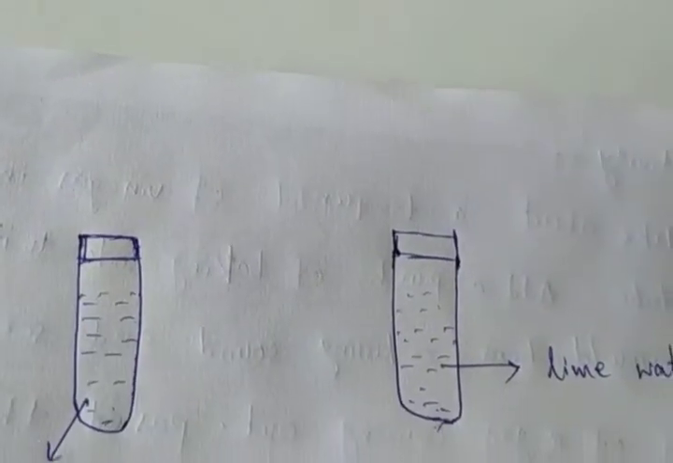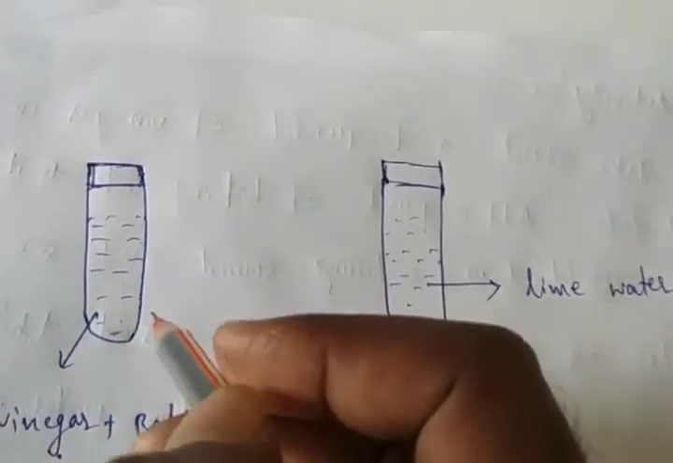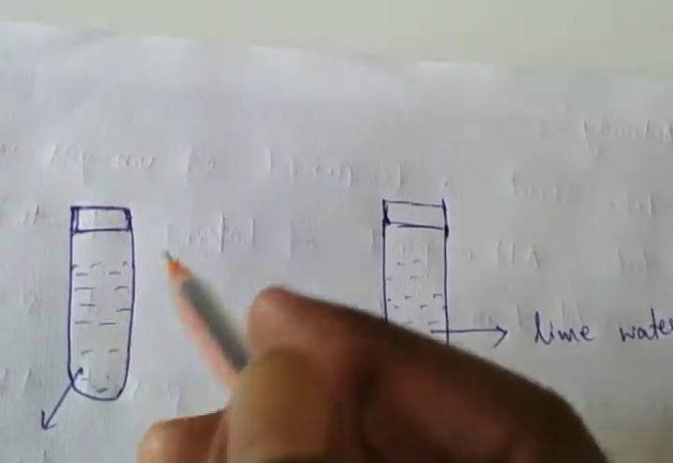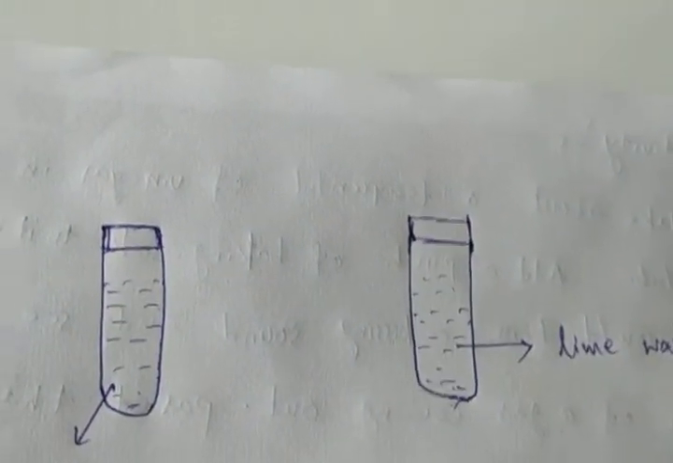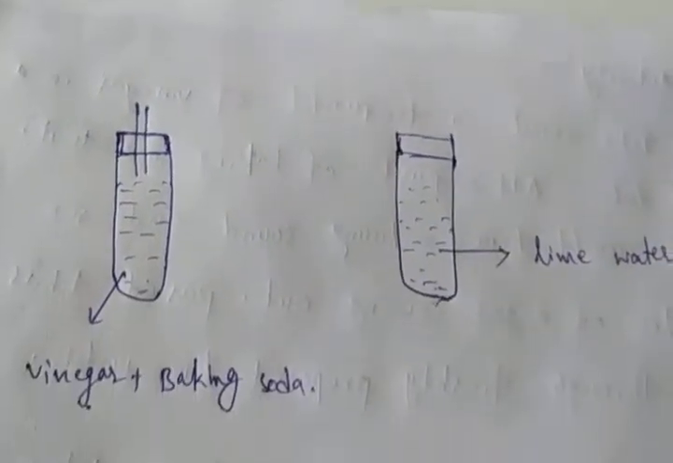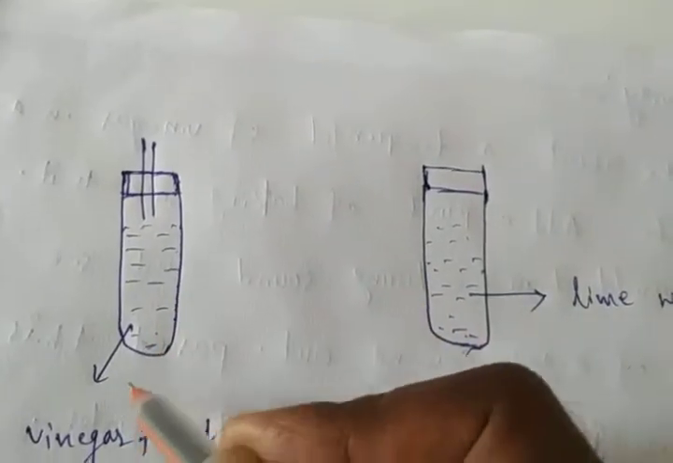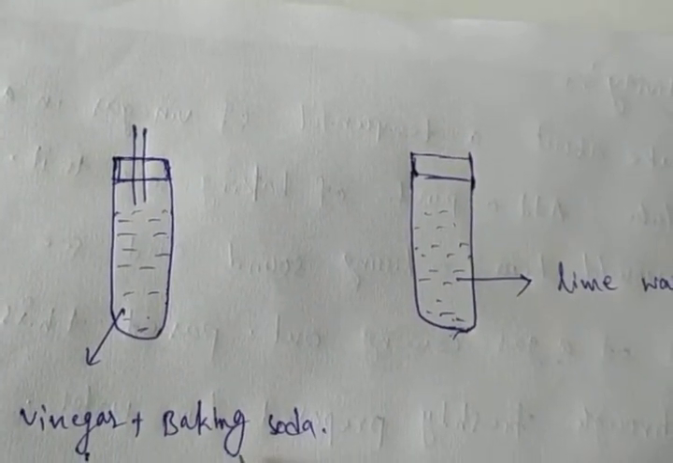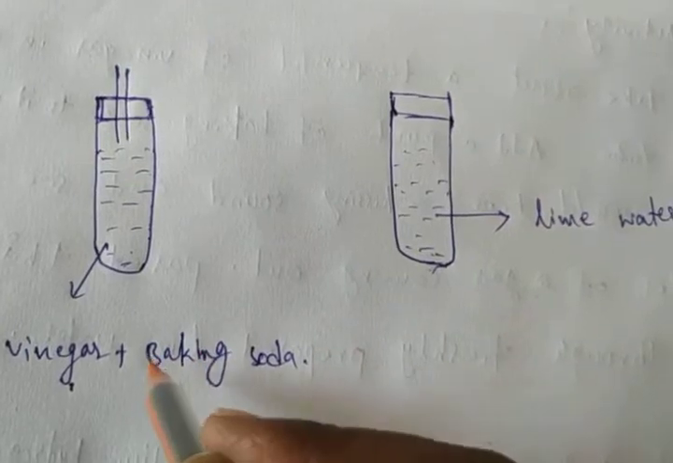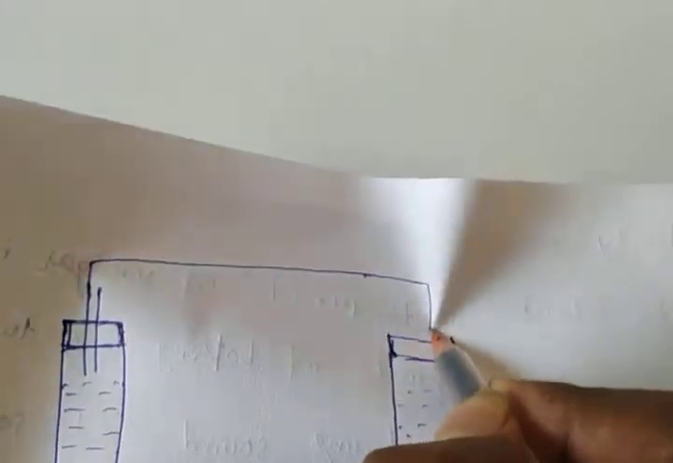When we add the vinegar plus baking soda, it will give a hiss sound, and a gas will evolve. Carbon dioxide gas is evolved from this test tube. In the first test tube, vinegar is acetic acid and baking soda is sodium hydrogen carbonate. When these two react, they form carbon dioxide gas. That carbon dioxide gas we can pass through the lime water.